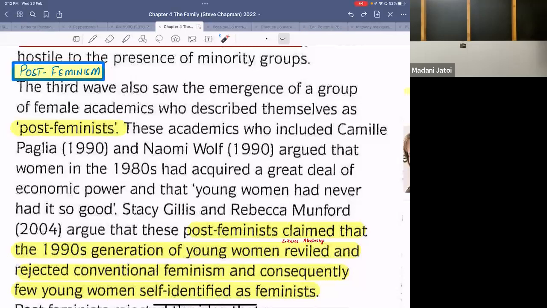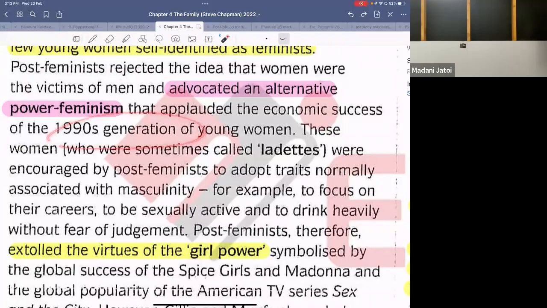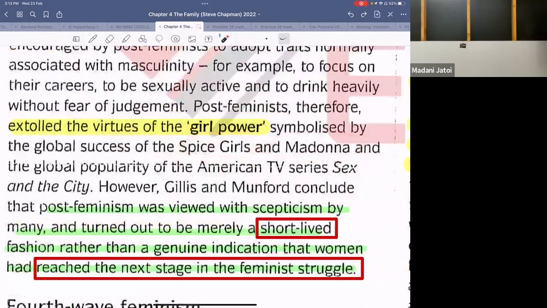These women, who were sometimes called the ladettes, were encouraged by post-feminists to adopt certain traits: to focus on their careers, to be sexually active, to drink heavily without a fear of judgment. In other words, to do things that typically the society expected men to do. Post-feminism, therefore, extolled the virtues of girl power, symbolized by the global success of the Spice Girls and Madonna, and the global popularity of the American TV series Sex and the City.